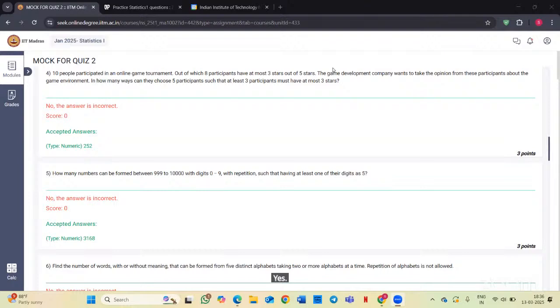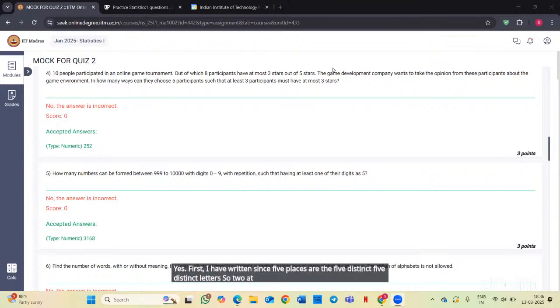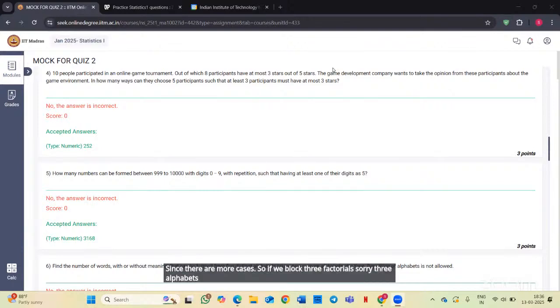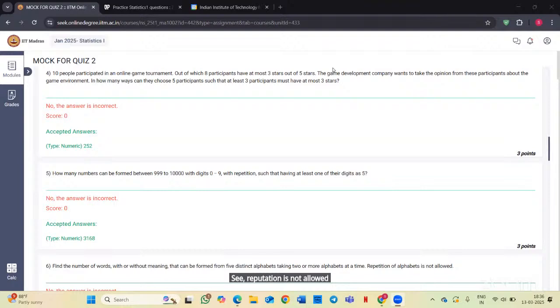How? First I've written since there are five distinct letters. So 2 at a time means we have to block two of the cases, and so that 3 factorial, 4 factorial into 2 factorial I've got, and plus since there are more cases, if we block 3 alphabets at a time, I've been getting cases like that, and I'm getting 252. See, here repetition is not allowed. That means the order matters here, right? So that means we have to use permutation, correct?